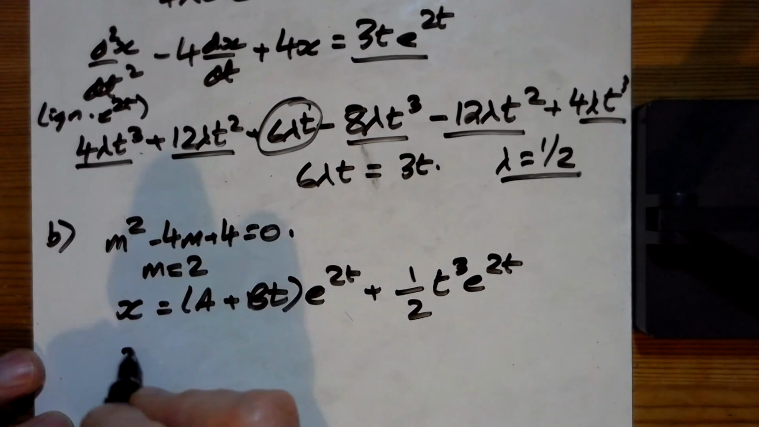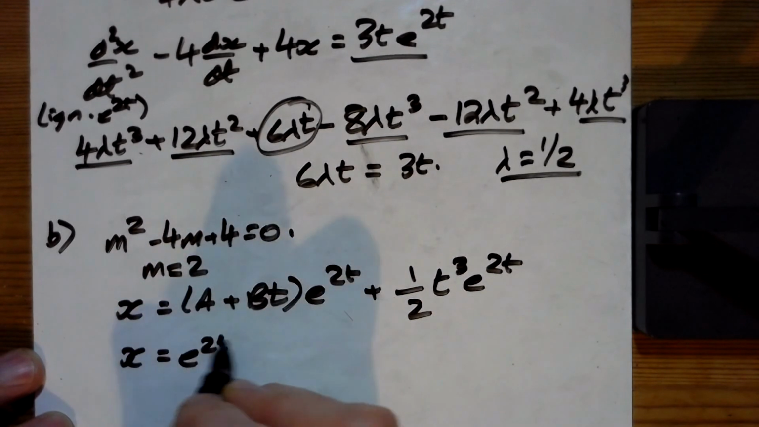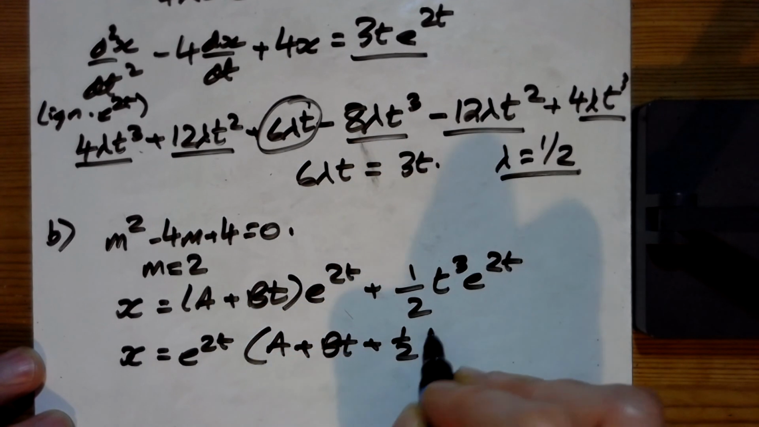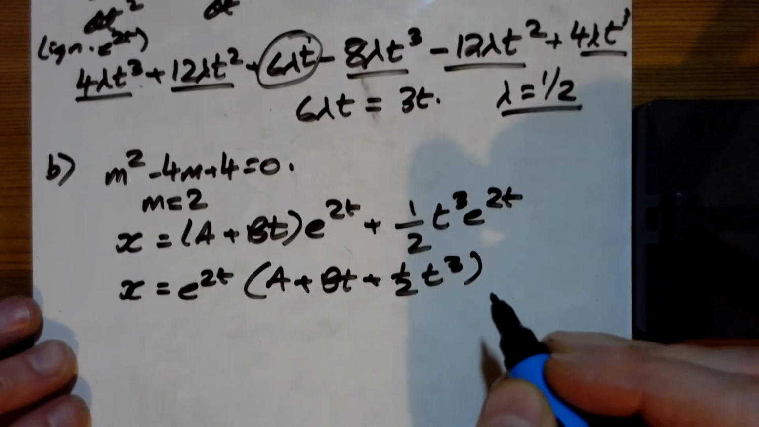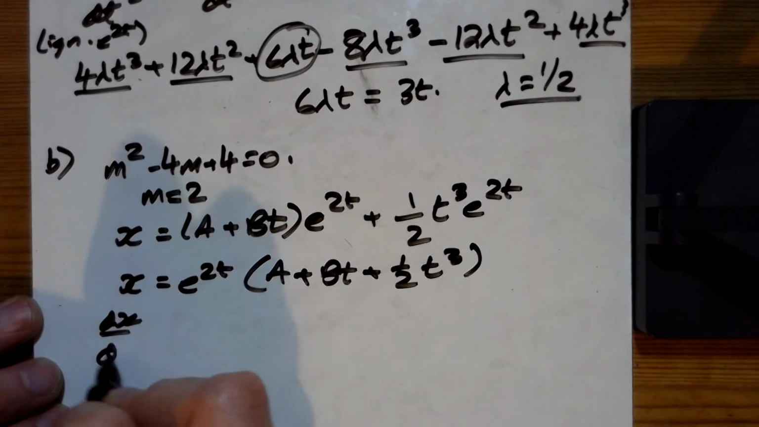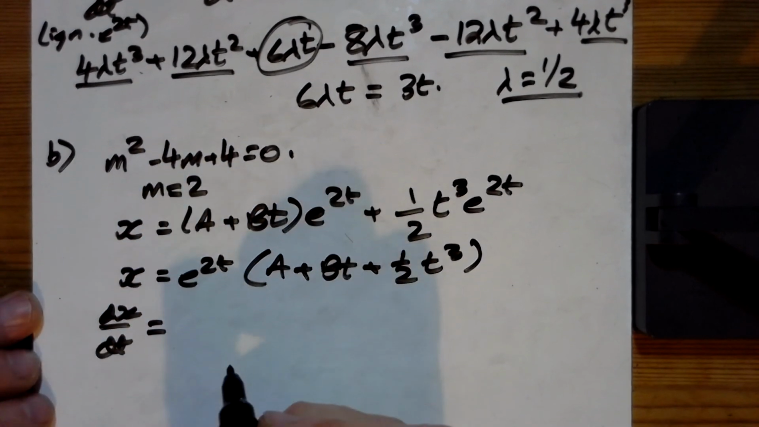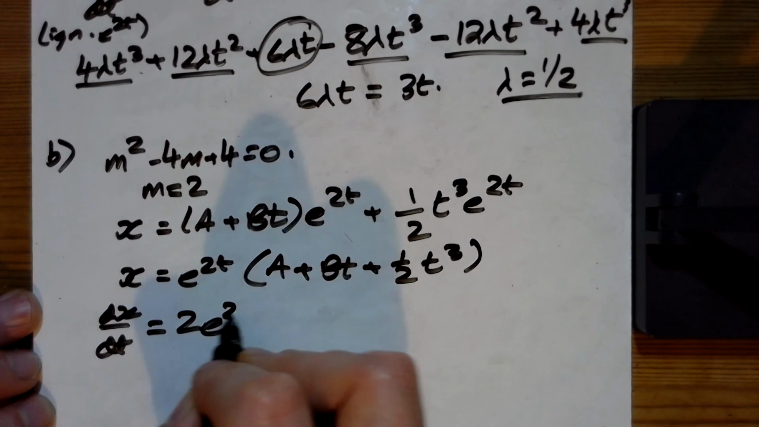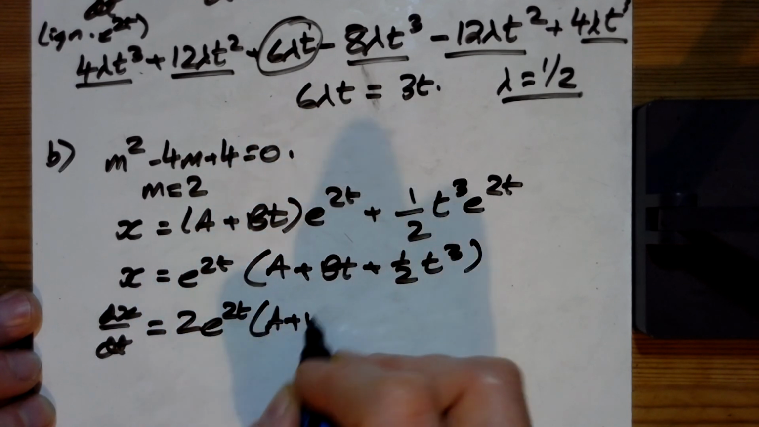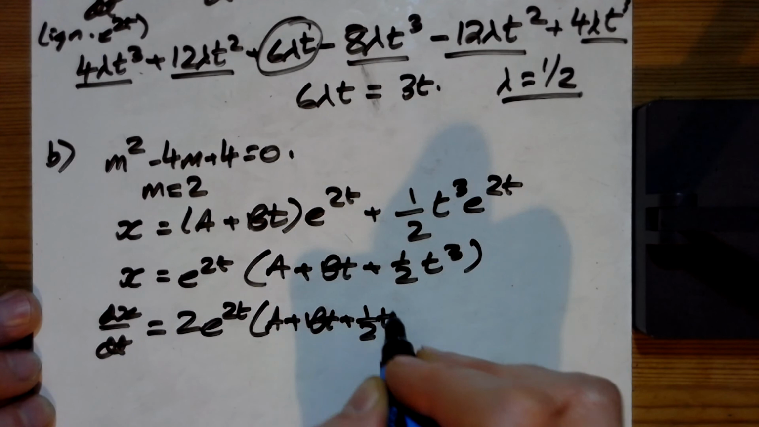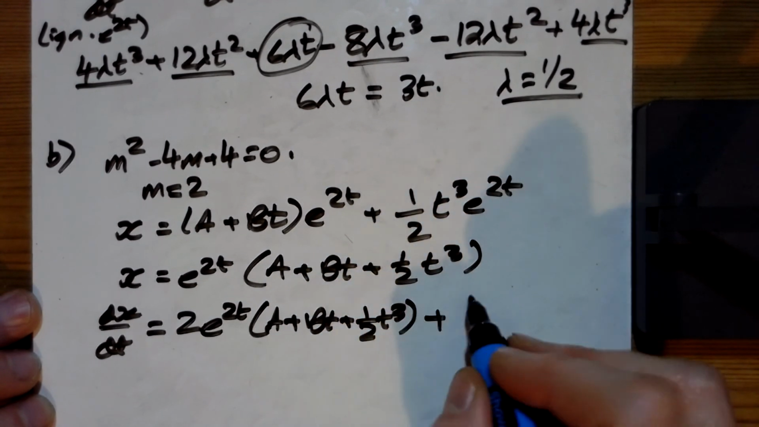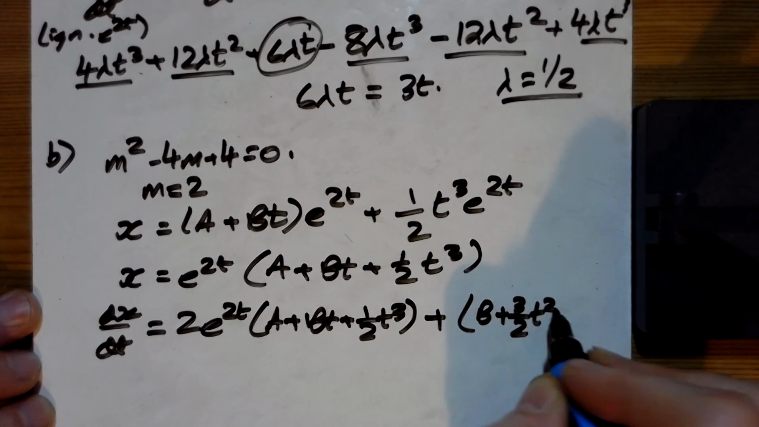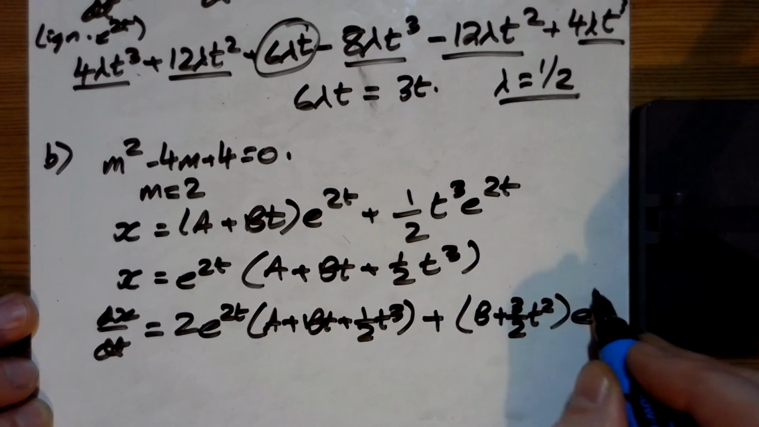We can take a factor of e to the 2t out of all of that, can't we? So we've got a plus bt plus a half t cubed, and maybe that'll help when we differentiate it as well, that when we differentiate that, we'll get 2 lots of e to the 2t times by all of that, plus, what's this going to go to? This is going to go to b plus 3 over 2 t squared times by e to the 2t.